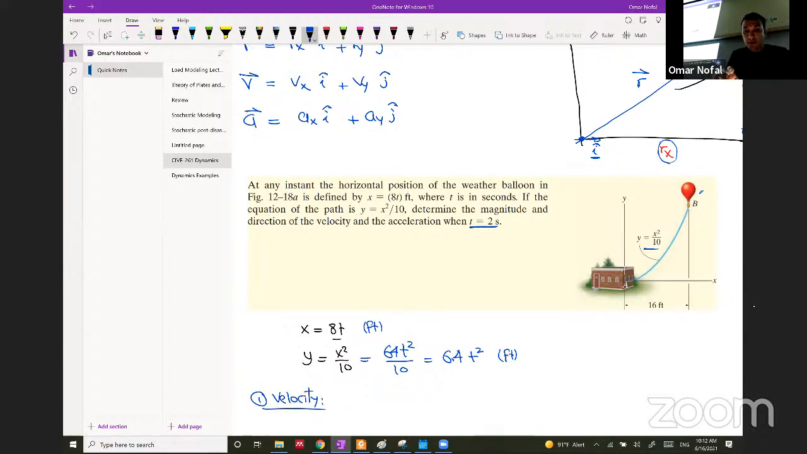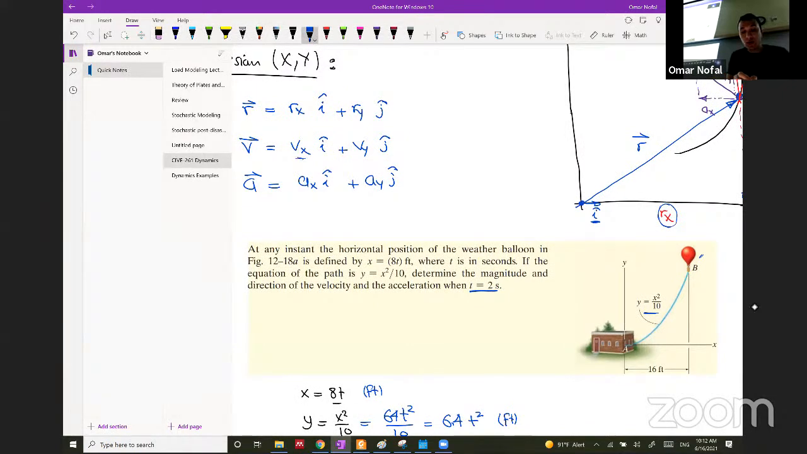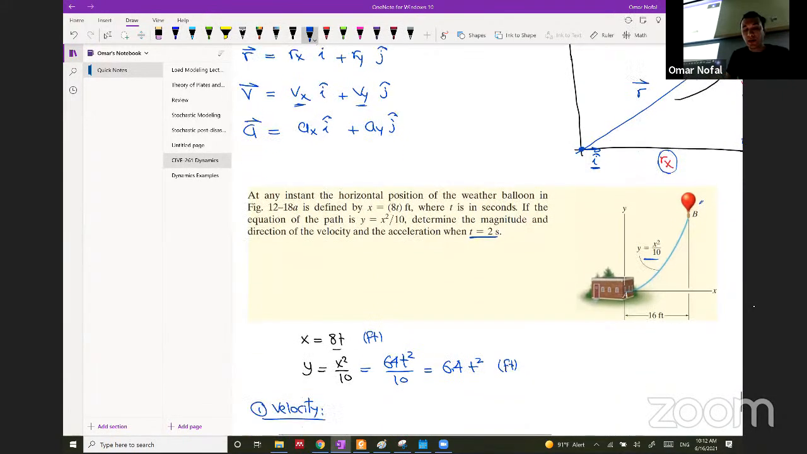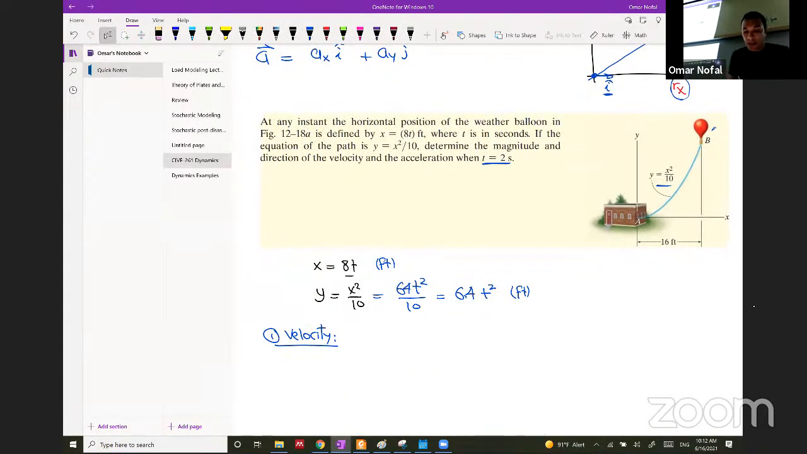As you know from this equation, the velocity should have two components, Vx and Vy. So we need to find both. Vx will be equal to dx/dt, so you will differentiate this. It will give you 8. So it's a constant velocity. And Vy is dy/dt. This should give you 2 multiplied by 6.4 times t, so it will be 12.8t.